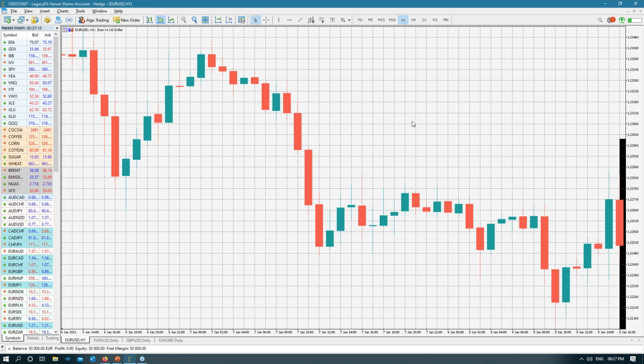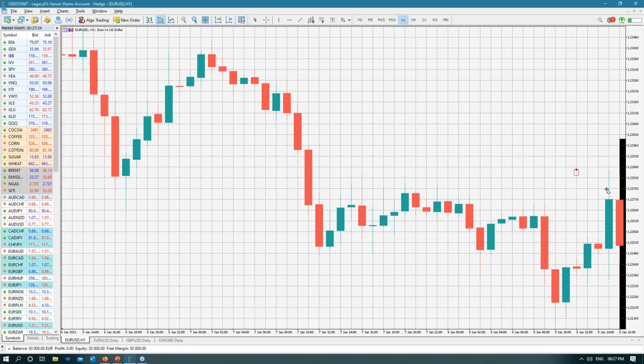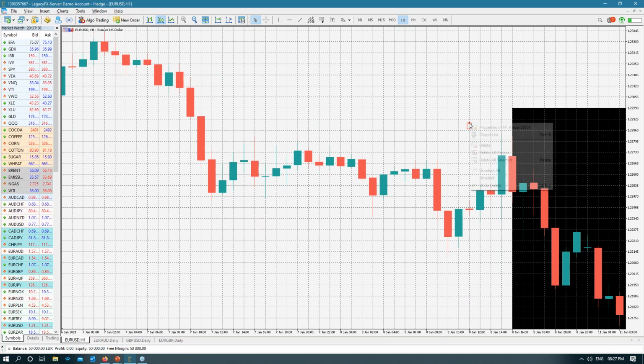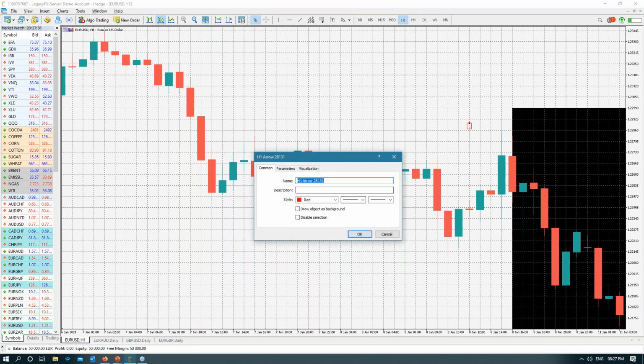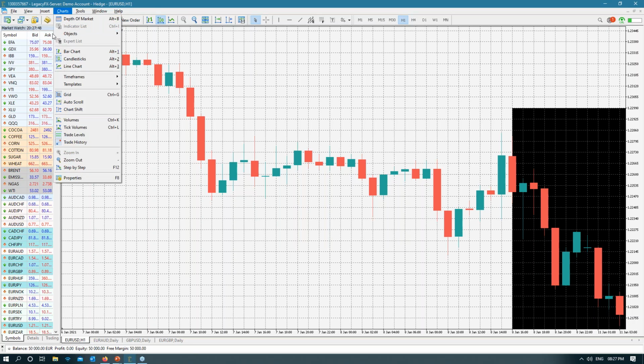Can I insert an arrow? Arrow. Does anybody have any idea which announcement could have been on the 8th of January on euro US dollar? Why does this not get bigger? Whatever. This candle. I'll just highlight it differently.